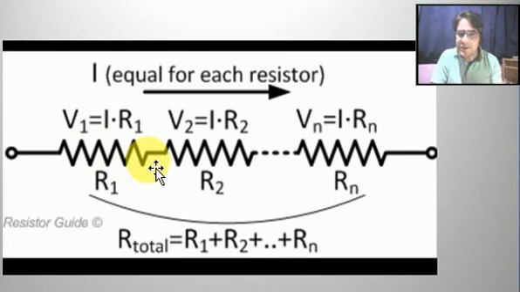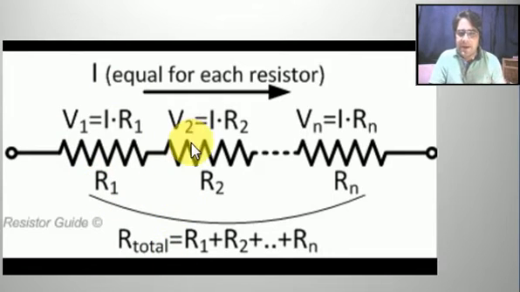ऑफ दिस रेजिस्टर, विल बी इक्वल टू I, that is the current, that current is going through the circuit and that current is going through all the three resistors, I into R1. R1 is the resistance of this very resistor.